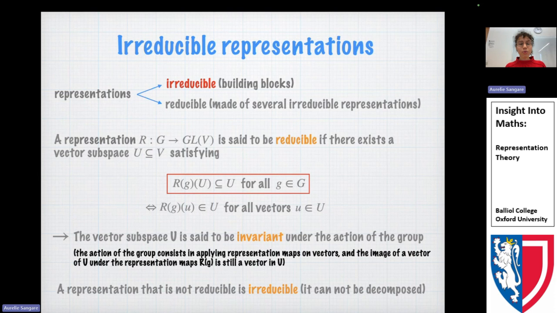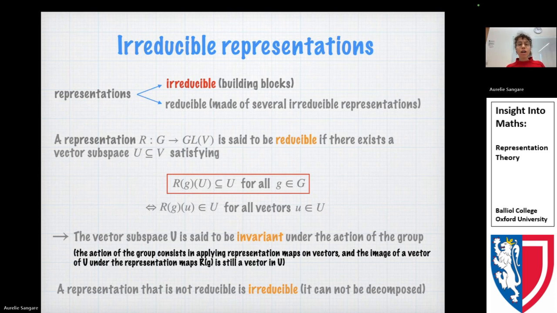And so what a reducible representation is: if we consider a representation R of some group G on some vector space V, then it's said to be reducible if there exists a vector subspace U of your vector space V. Here a vector subspace is just a kind of smaller vector space in your big vector space. If the representation R is reducible, then there exists such a vector subspace U, which satisfies the equation in the red box, which is equivalent to the equation underneath, which is perhaps easier to understand. What it says is that you take a vector small u in your vector subspace, and then when you apply your representation map R of G on any vector small u, the result that you get is still in your vector subspace.